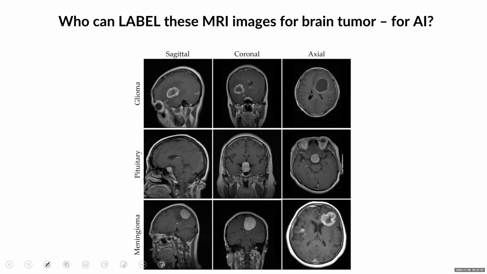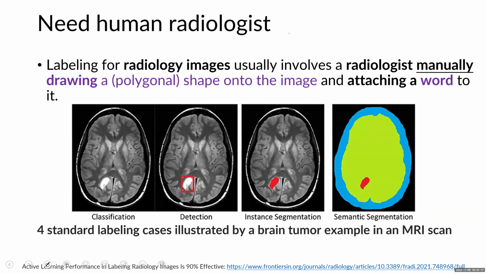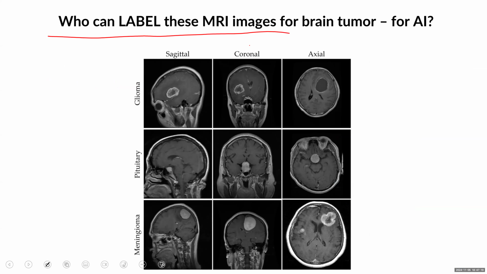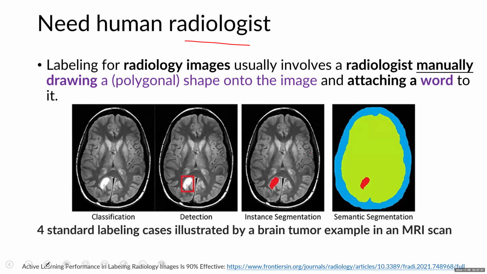Now, who can label these MRI images for brain tumor to prepare to train AI? Definitely, so far we are doing it by human, not a human radiologist. If you ask me to determine, maybe I'll say, oh, it's a bit white. So is this a tumor? Which one is the tumor, and what kind of tumor? So definitely we need the expert.